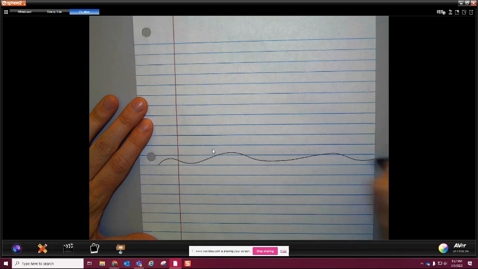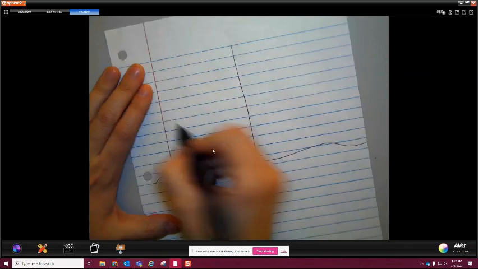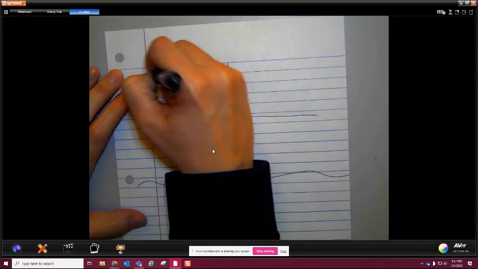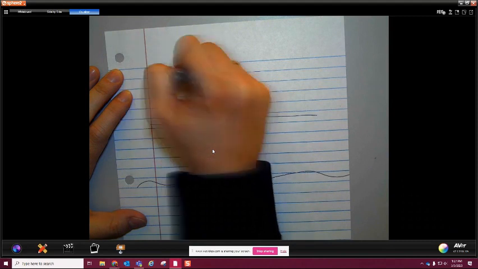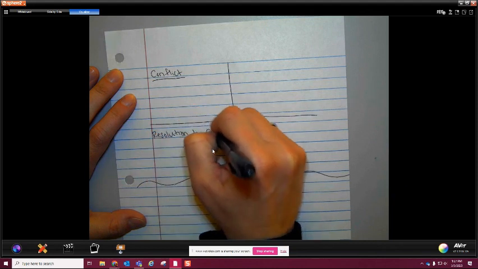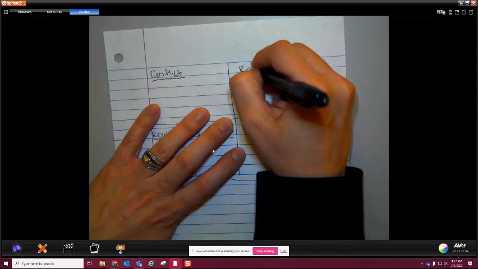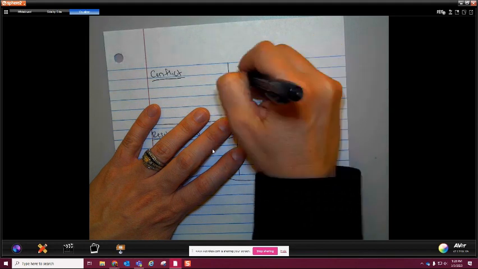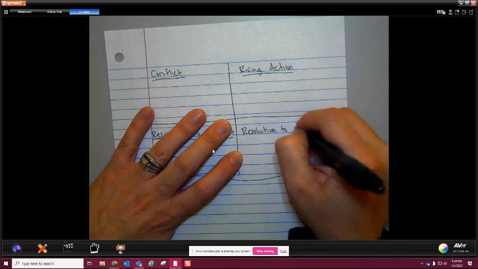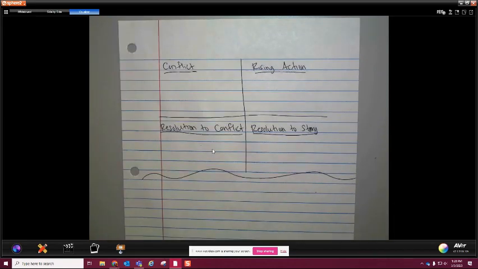But then with that piece of paper, I want you to draw a line kind of in the middle because we are going to use the top half for today. So what you're going to do is you're going to get 4-ish equal-ish boxes there. And then I want you to write the word conflict to label that box. This one is going to be resolution to conflict. This one is going to be rising action. And this one's going to be resolution to story. Okay, so get your area set up like that.